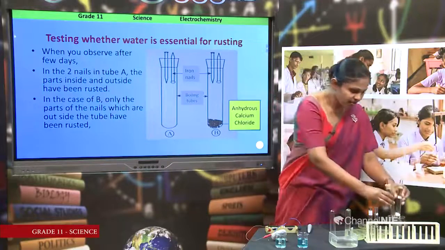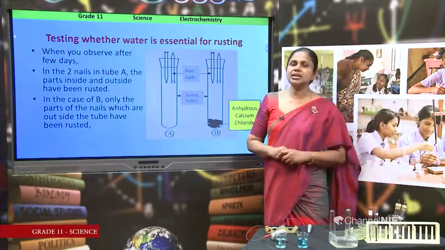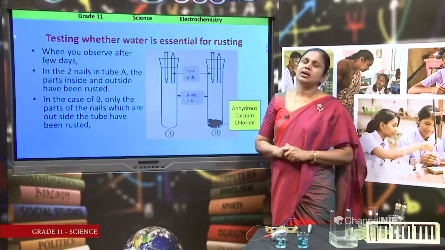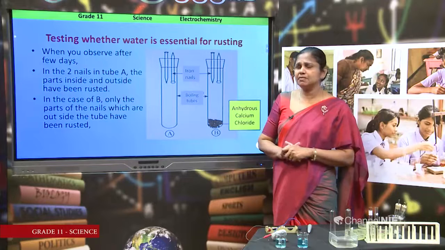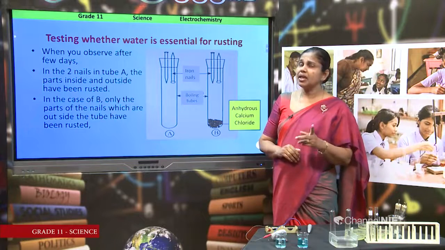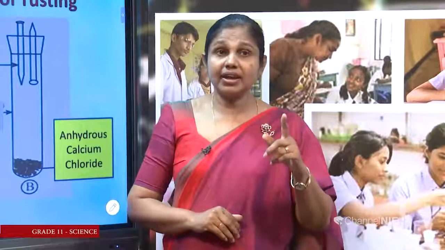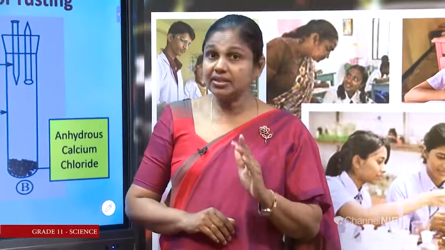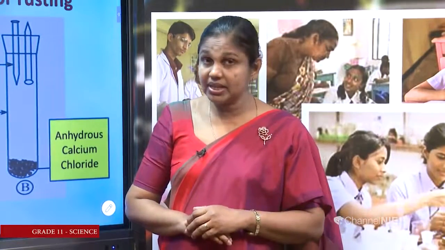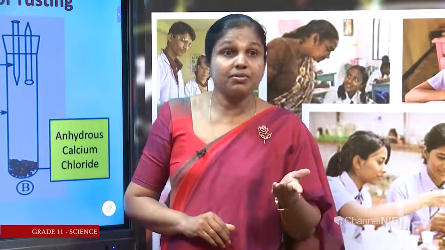Okay. Right, children. Now we have understood what are the essential factors for rusting. There are some more factors affecting rusting, children. There are factors which accelerate rusting. These factors are acids and salts. Acids and salts accelerate rusting, but bases slow down rusting.